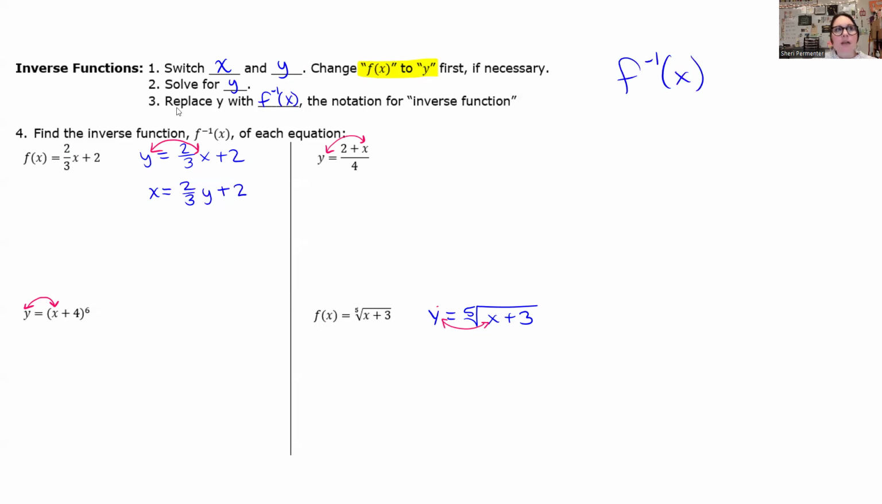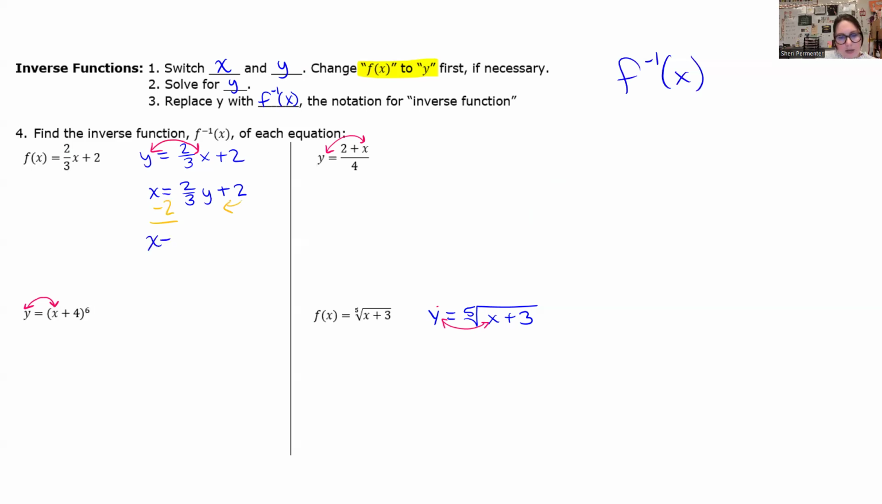No, I'm not done yet. So this is step 2. I need to solve for y. So to get y by itself, I have to undo every operation. And so I have to start with, I'm adding 2. So what's the opposite or inverse of adding 2? Subtracting 2. So I'm going to bring over the 2 and subtract 2.